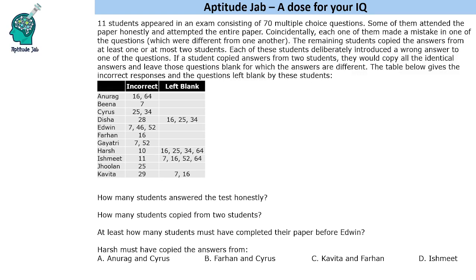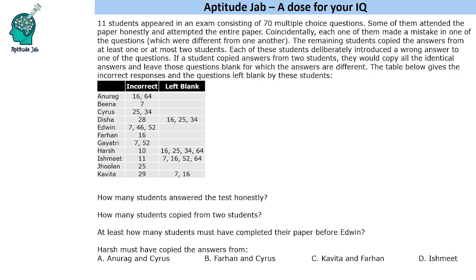The remaining students copied the answers from at least one or at most two students. So they copied from one or two of these students. Each of these students deliberately introduced a wrong answer to one of the questions. If a student copied answers from two students, they would copy all the identical answers and leave those questions blank for which the answers are different. The table given below gives the incorrect responses and the questions left blank by these students.